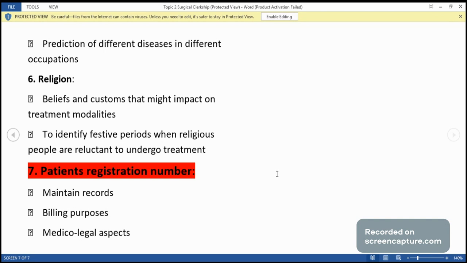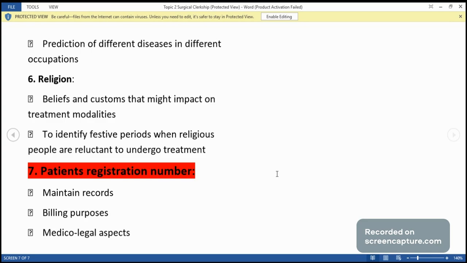So with religion, the belief and customs will guide your move so that you don't offend the patient based on their customs and beliefs. Religion as well will help to identify festive periods when religious people are reluctant to undergo treatment and therefore you don't prescribe drugs on those very days.